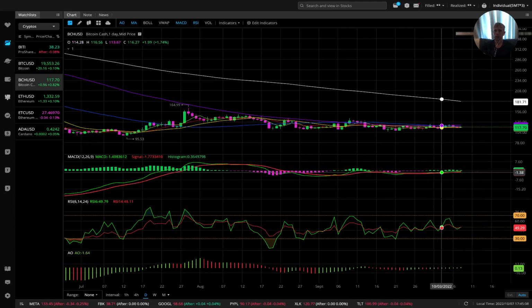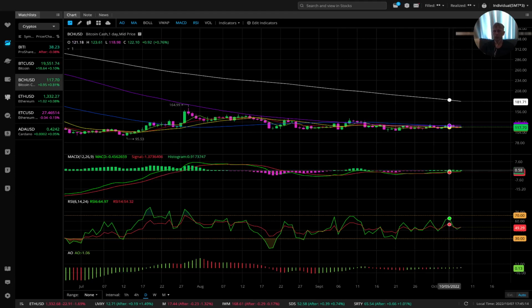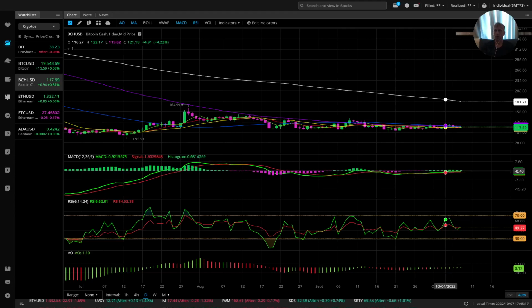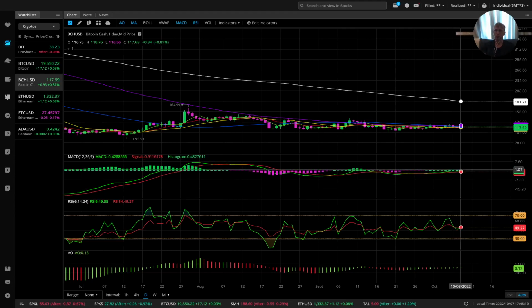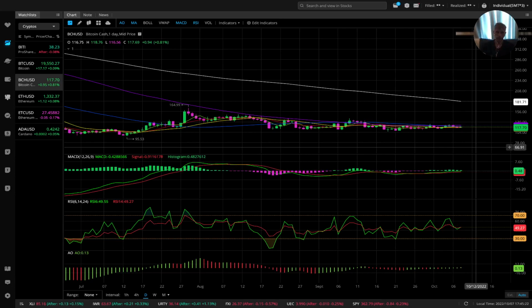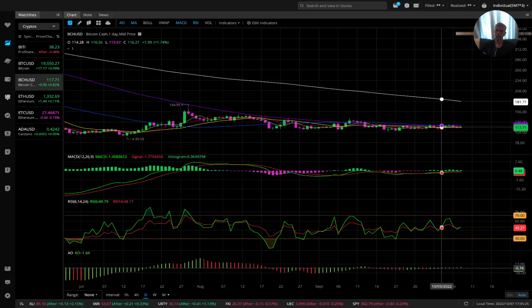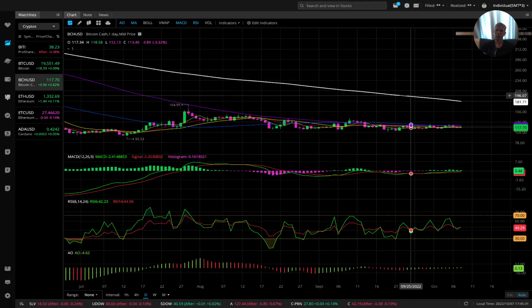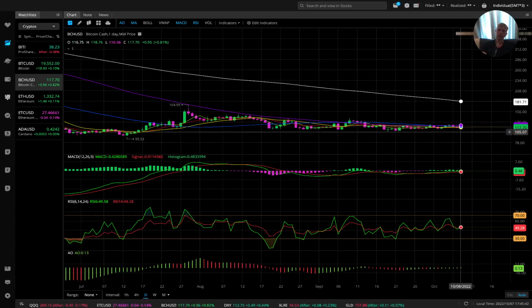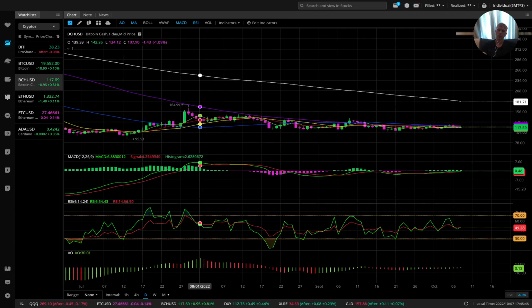MACD is flat in the bearish zone, but it's a bullish histogram, in a kind of bullish direction. Nothing special. All indicators want to stay in the bullish direction, but it's still below MA200. Generally it's a bearish trend, but it wants to stay in the green color on daily. Let's move to 4 hours.